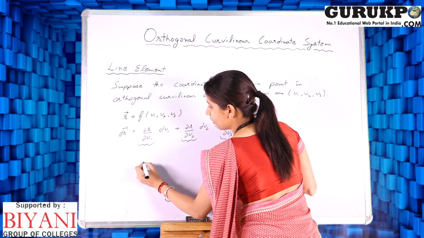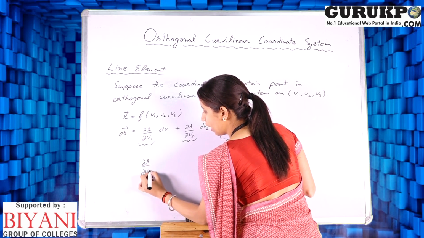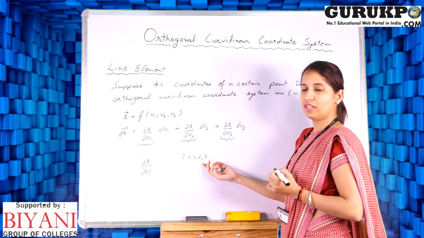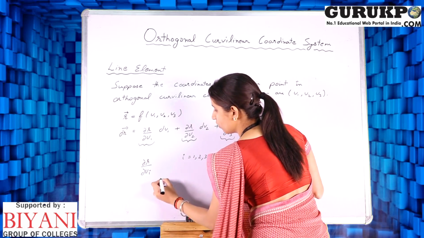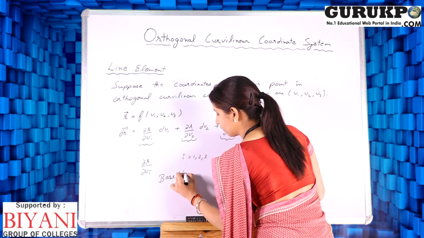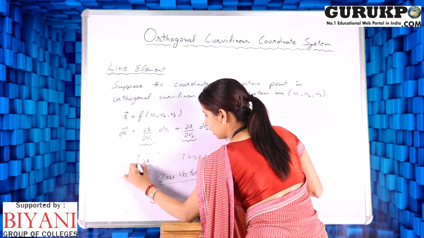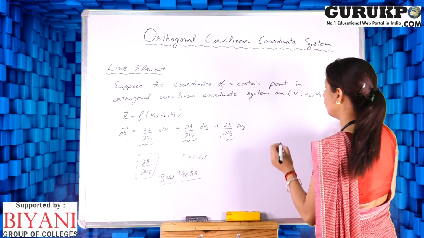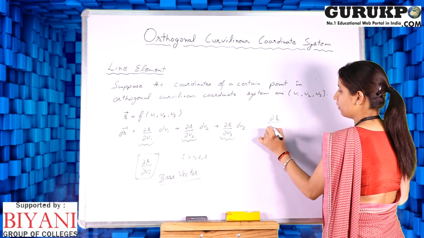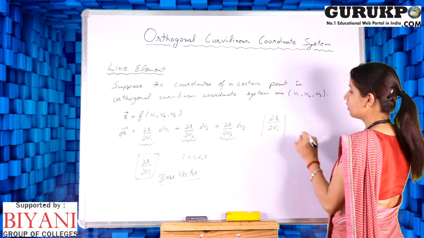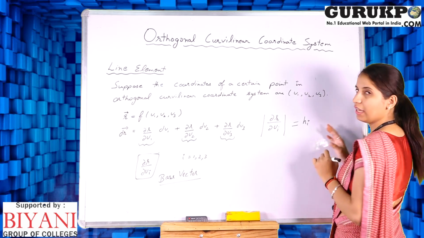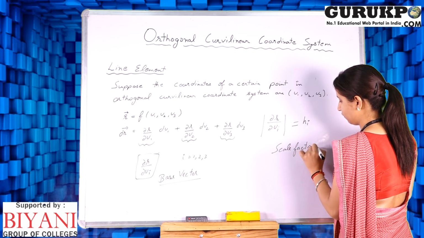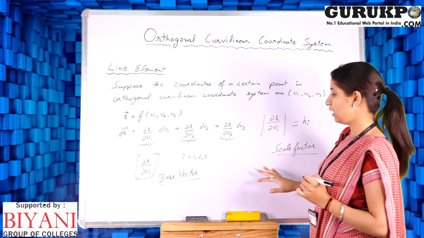For all of them we can write del R by del Ui, where i equals 1, 2 and 3, for the three curved surfaces. This is called the base vector, del R by del Ui. Now, if we take the magnitude of del R by del Ui, it will give Hi, and here Hi is nothing but the scale factor. So, this defines the base vector and the scale factor.